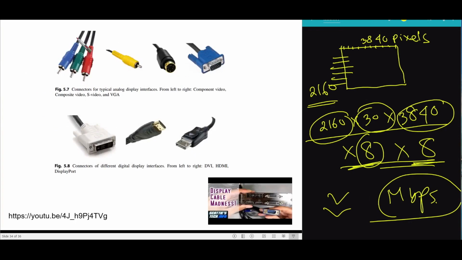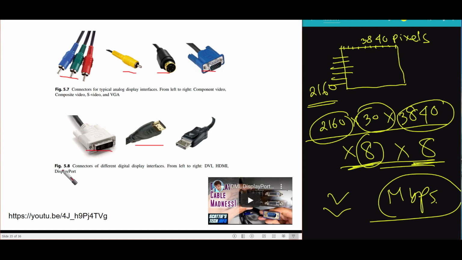Finally, here are some different kinds of display interfaces you can look at. For example, this is component video, this is an RCA connector for composite video, this one is S-video, this is VGA, this is DVI, this is HDMI, and this is DisplayPort. These are different display interfaces that we use every day. Okay, so this is all about color video signals.